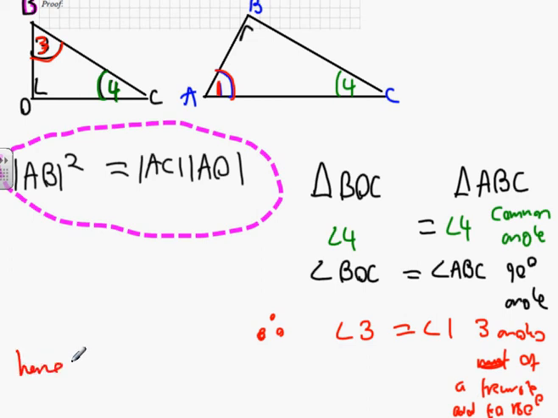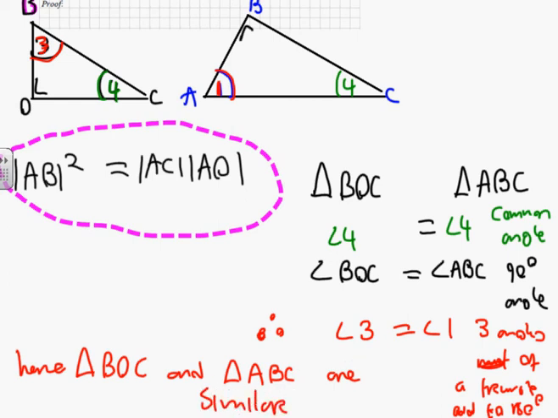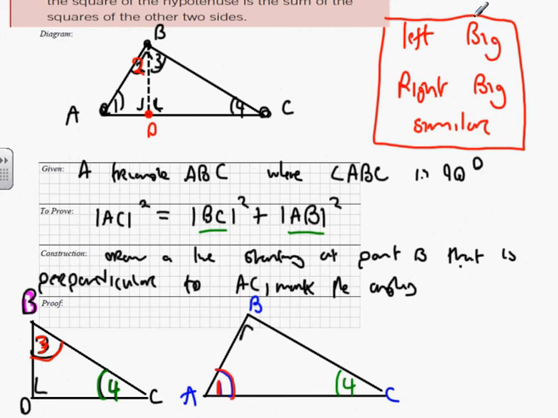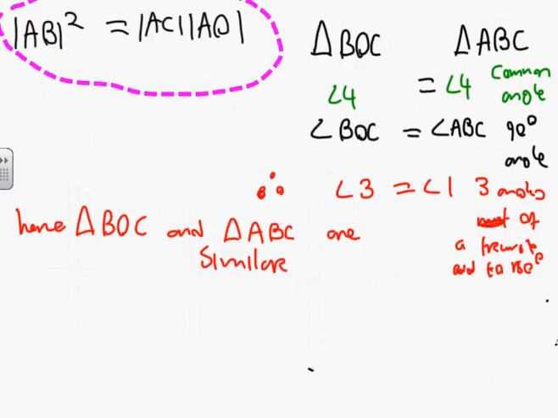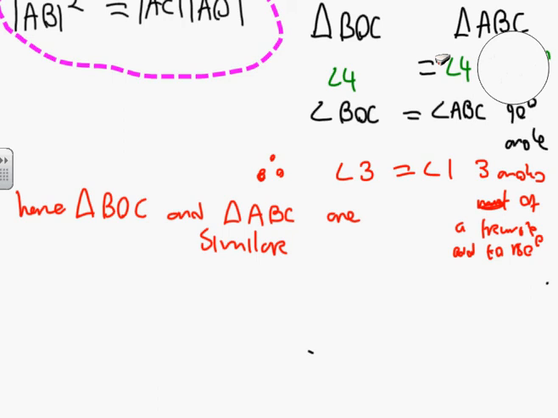And what can you say then? Hence, BDC and ABC are similar. Okay, so remember your combo. Left one with the big one, prove they're similar. Right one with the big one, prove they're similar. Okay, and now once we prove they're similar, that's written down.